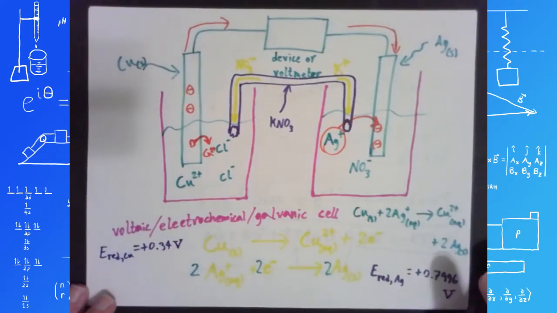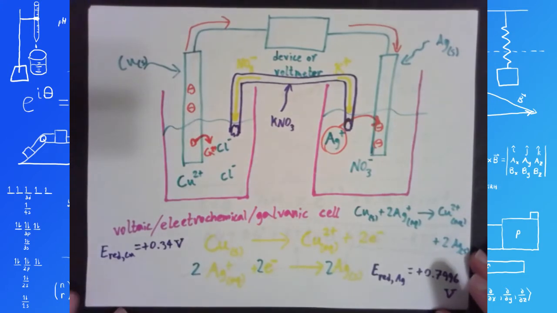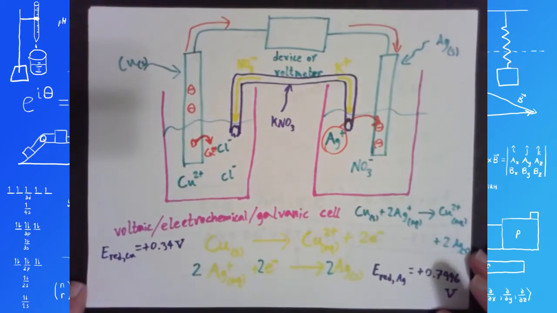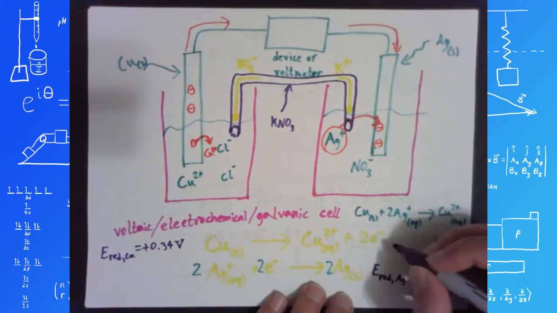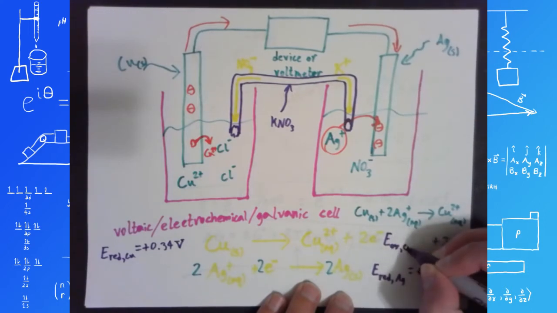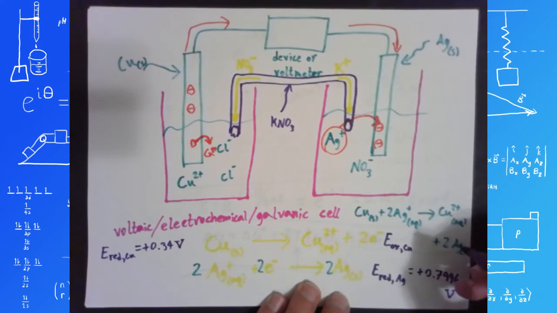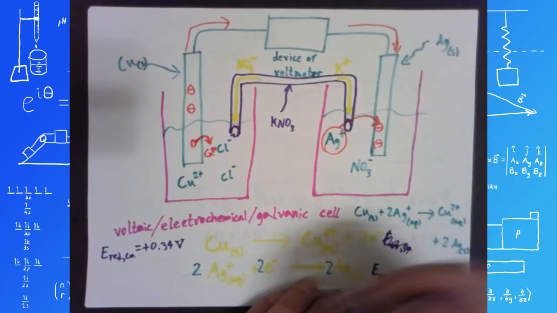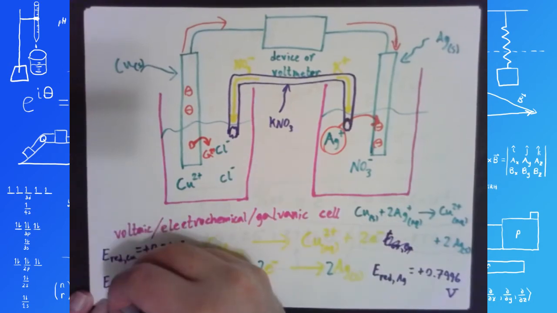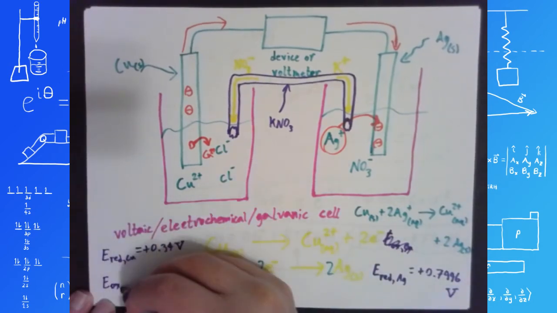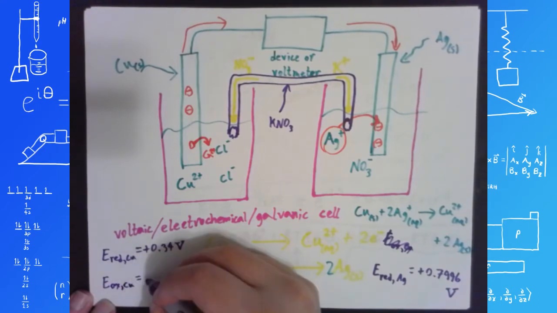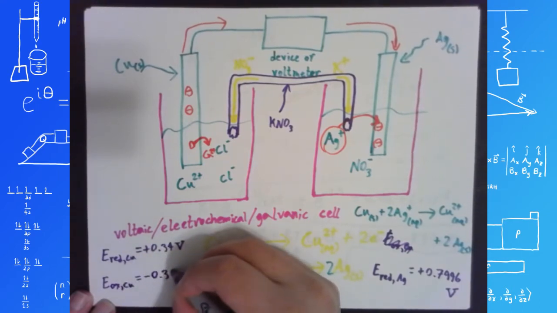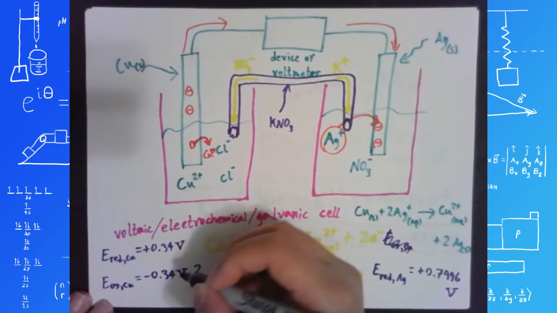But this copper is getting oxidized, so you can actually calculate its oxidation potential, which is the exact negative of its reduction potential. So E oxidation of copper is going to be, I don't even have enough room to fit it in here, do I? Okay, let's write it over here instead. E oxidation of copper is equal to negative 0.34 volts.